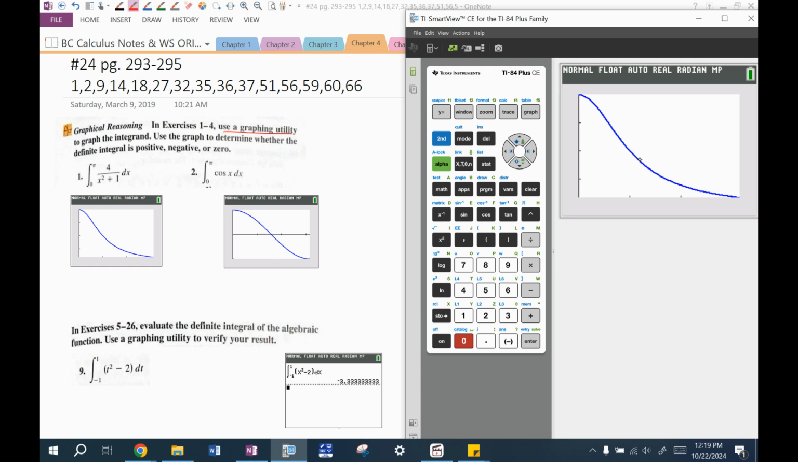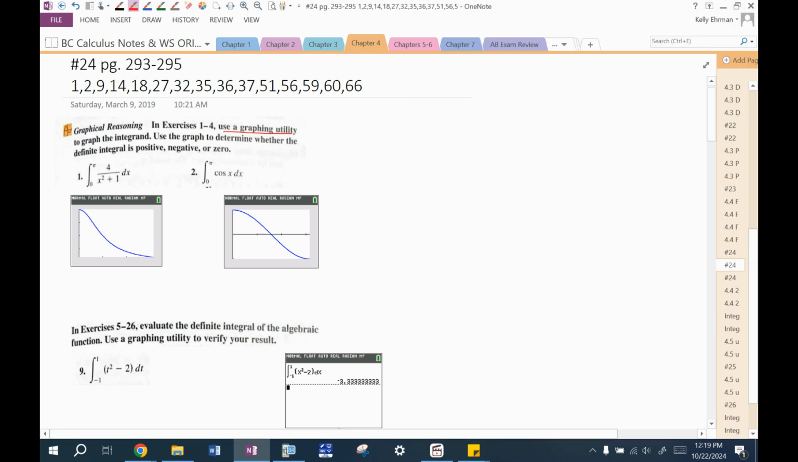Because these values are positive, you can be sure by tracing that all of these values are positive. This will be a positive area. So the integral from 0 to pi of 4 over x squared plus 1 dx will be greater than 0 because the entire graph is above the x-axis.